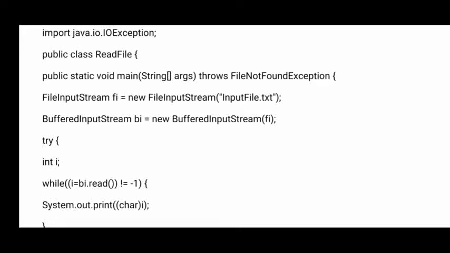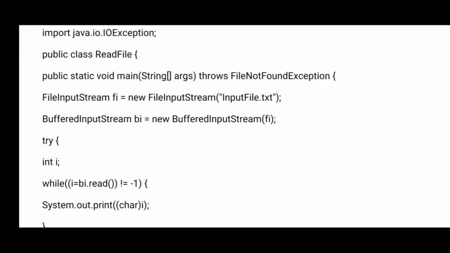Next line you see the main method, public static void main. It is a main method, as you already said. String is a type, args is an array, and it is an array of strings. So next you see throws FileNotFoundException.